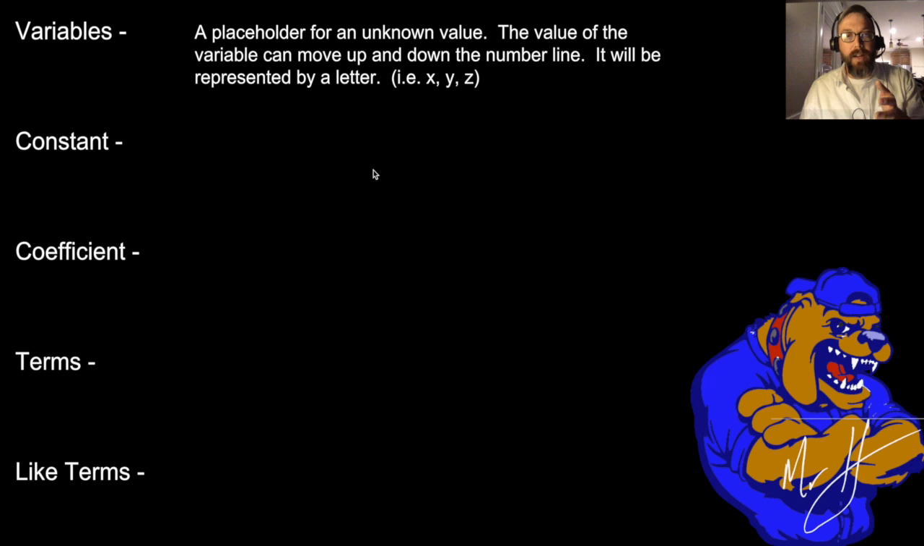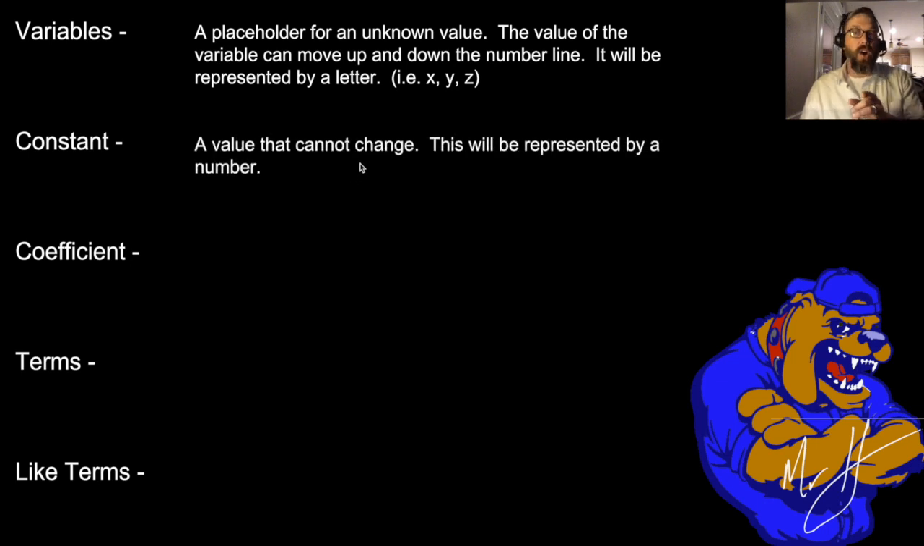Now, in contrast to that, a constant is a value that cannot change, and it's represented by a number. So remember, we danced and we said that whenever we were dancing on the number line, 2 has to stay on 2. -5 has to stay on -5. Those are constants. They cannot change.